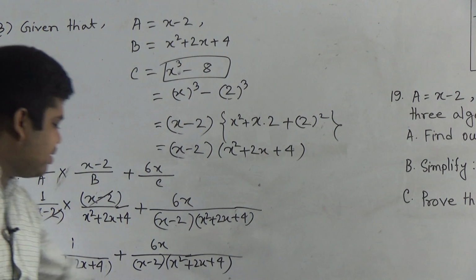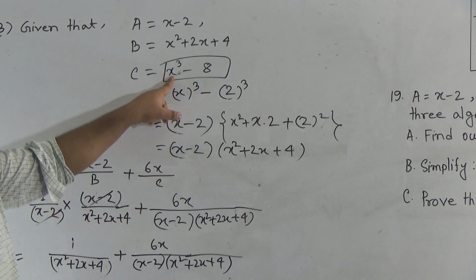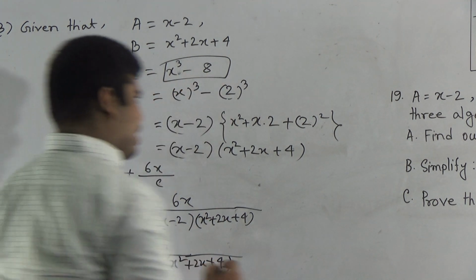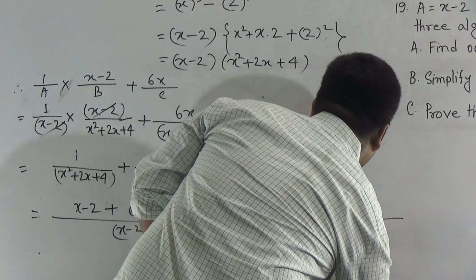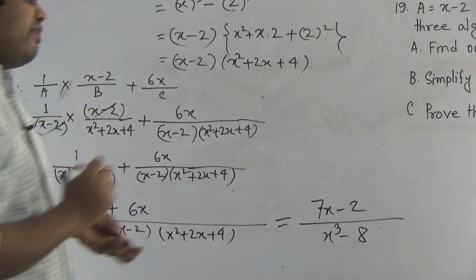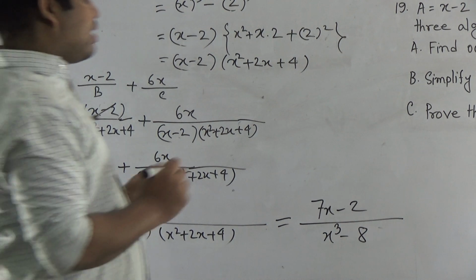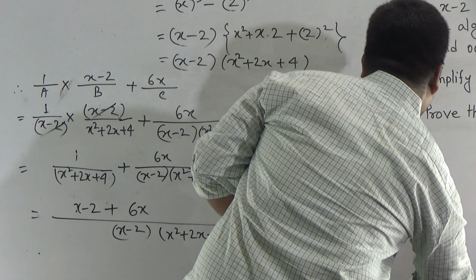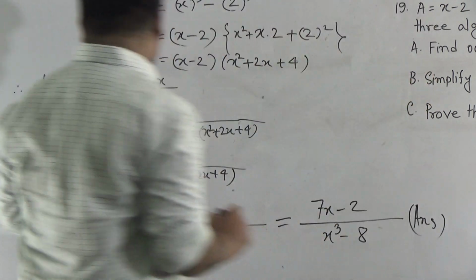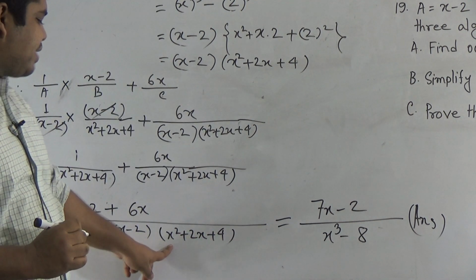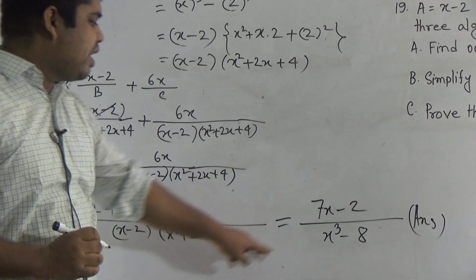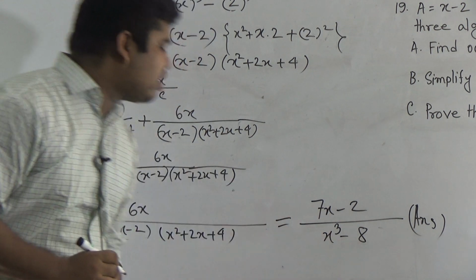So from this expression we can write x cube minus 8. Now write x cube minus 8. I hope you have understood, and this is the answer of question number B. My dear students, please notice (x minus 2)(x square plus 2x plus 4) equals x cube minus 8.